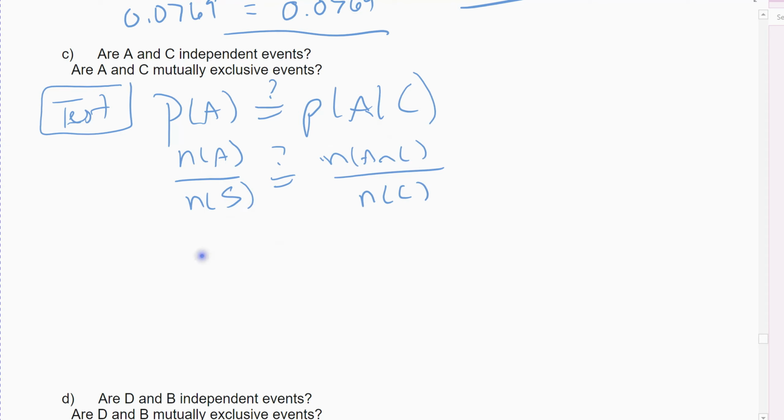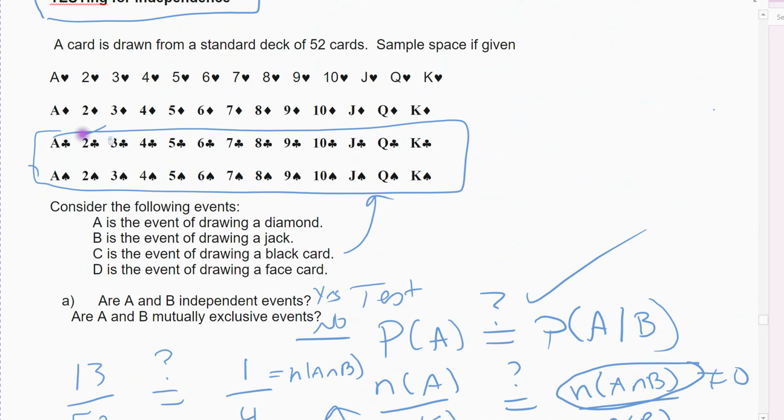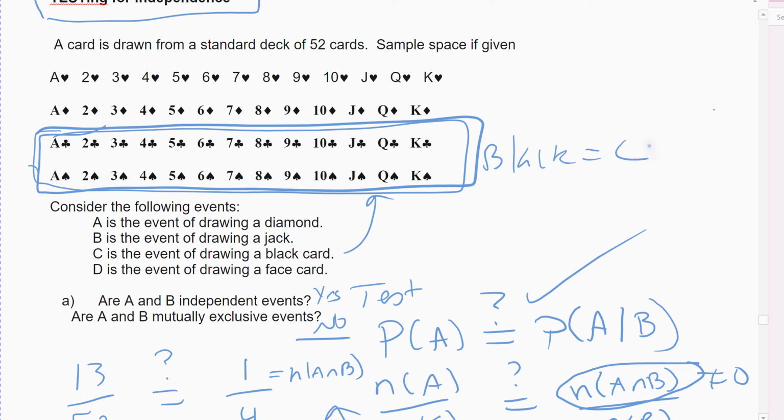So this was the diamond case. 13 out of 52 are diamonds. Is it the same as... Well, remember, C is the black cards, the spades and the clubs. That's what C is. So if I hand you just the spades and the clubs, these are the black cards. That's my C event. So if I've already given you just that half of the deck, and then I ask you, well, if I'm giving you the spades and the clubs, what's the probability I get a diamond?